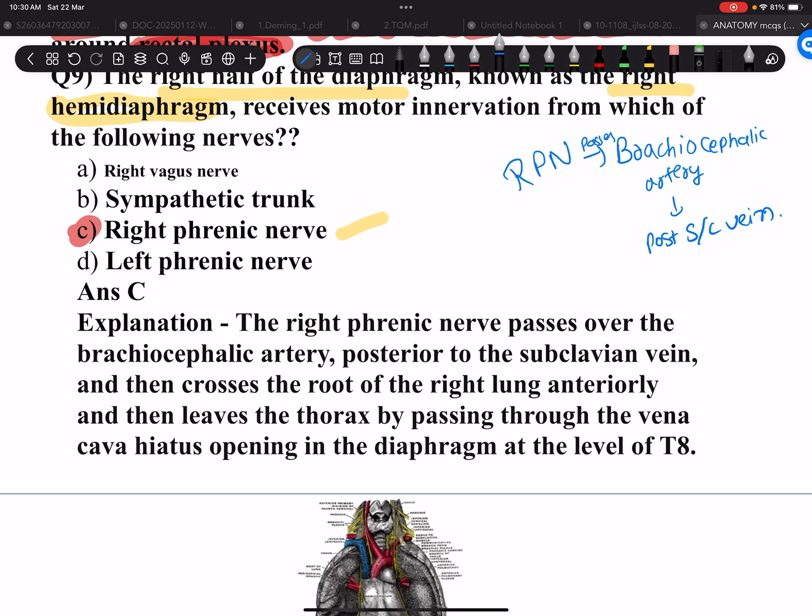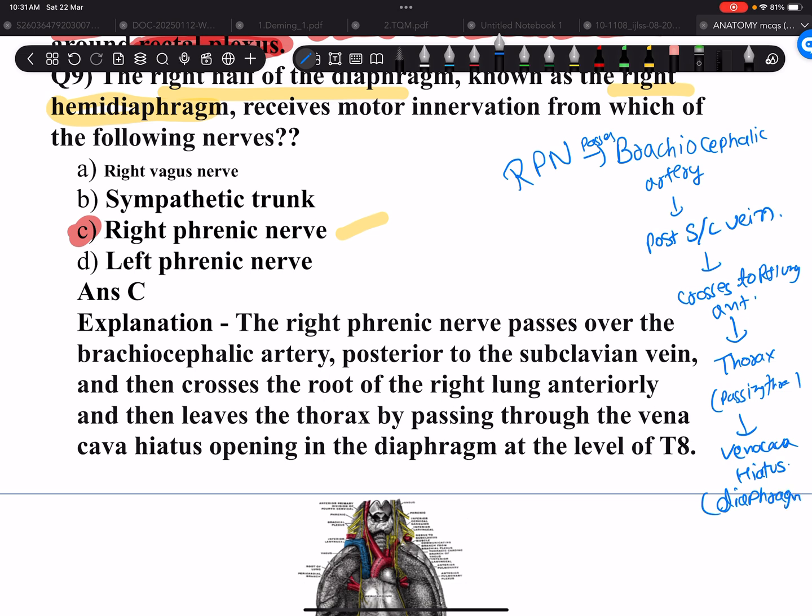And then what does it do? It crosses the root of the right lung anteriorly. And then it leaves the thorax by passing through the vena cava hiatus in the diaphragm. What level is it?